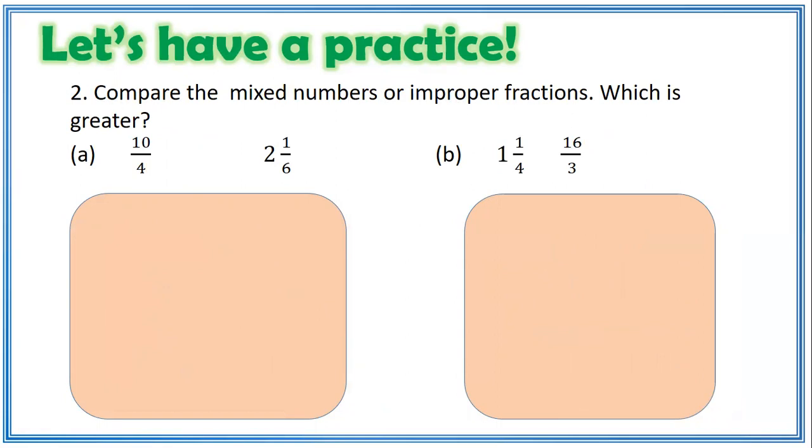Next, for number 2, compare the mixed numbers or improper fractions. Which is greater? This time, we need to find out which fraction or improper fraction is greater. So between 10 out of 4 and 2 and 1 out of 6, which is greater? What is your answer? All right. Can you show me how did you get it?